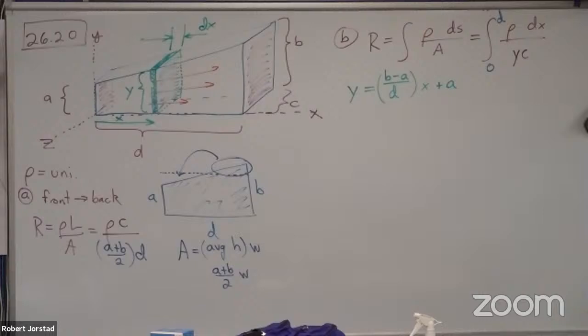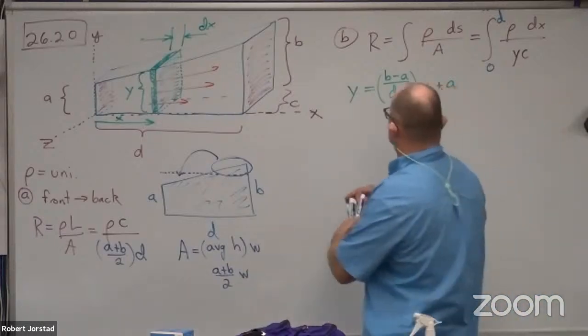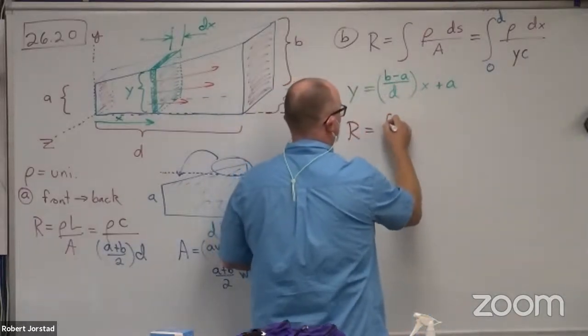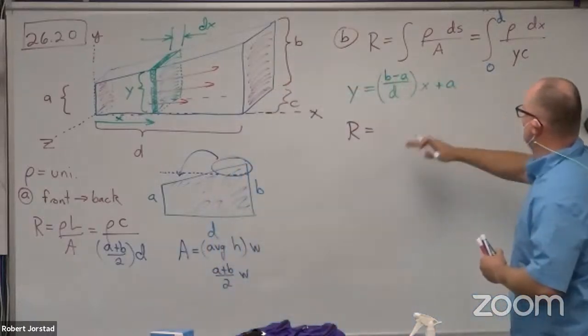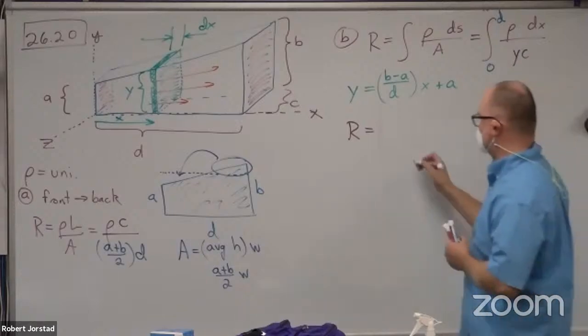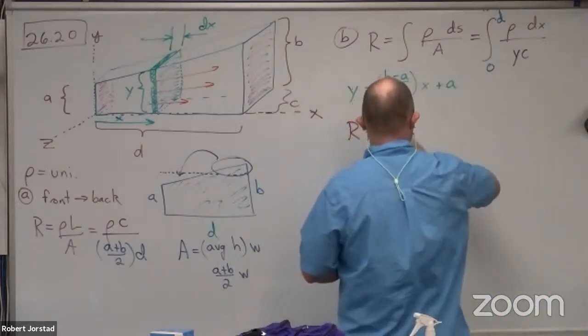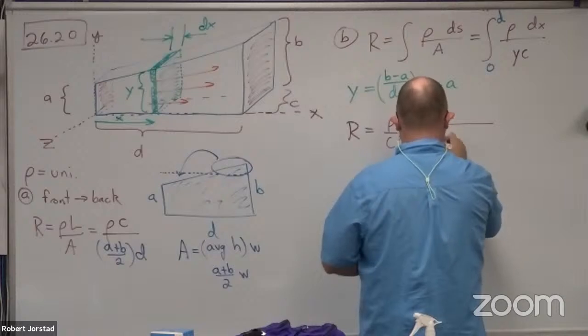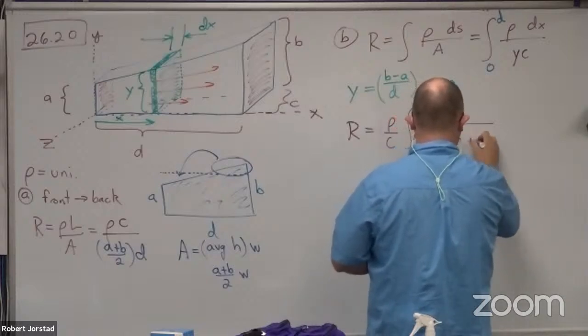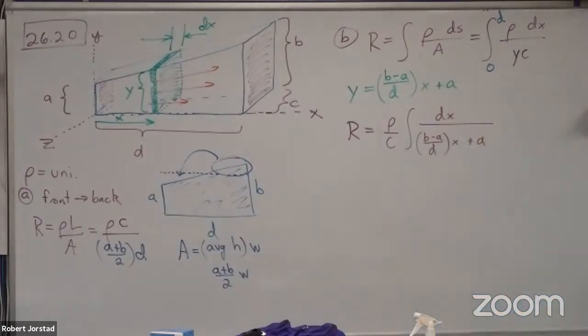Just check. Can't we plug this in and do the integral? It's going to be ugly, right? We could substitute it. Rho pops out, do you agree? What else pops out? Give me all the constants. Rho and C. Because y depends on x, you have to plug it in first, right? Or do we?